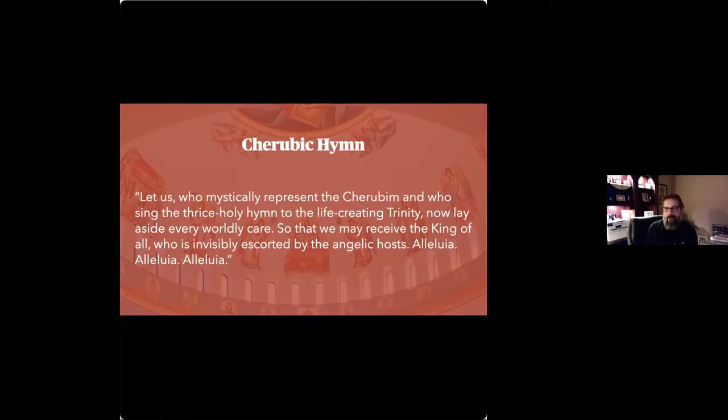And the reason for that was to convey, on one hand, what was being said in that prayer that we just read, but then also to really draw out the text, the meaning of the text, even paradoxically, to go beyond meaning. I'll say more about that later. But it says, let us who mystically represent the cherubim. Again, there's that word mystery, right? We are somehow, you and I, being linked up with these angels who are performing this liturgy at the throne of God. And we sing the thrice holy hymn to the life-creating Trinity.